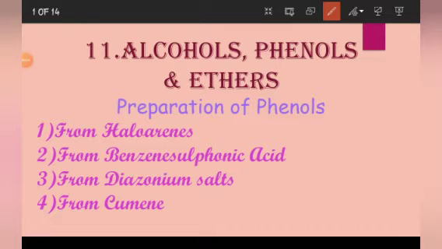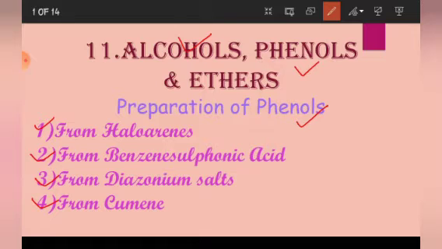My dear students, today in chapter 11, Alcohols, Phenols and Ethers, I will discuss the topic of preparation of phenols. Since we have done the first part, preparation of alcohols, in this we will discuss preparation of phenols. There are four main methods by which we can prepare phenol. First is from haloarenes, second from benzene sulfonic acid, third from diazonium salts, fourth from cumene.